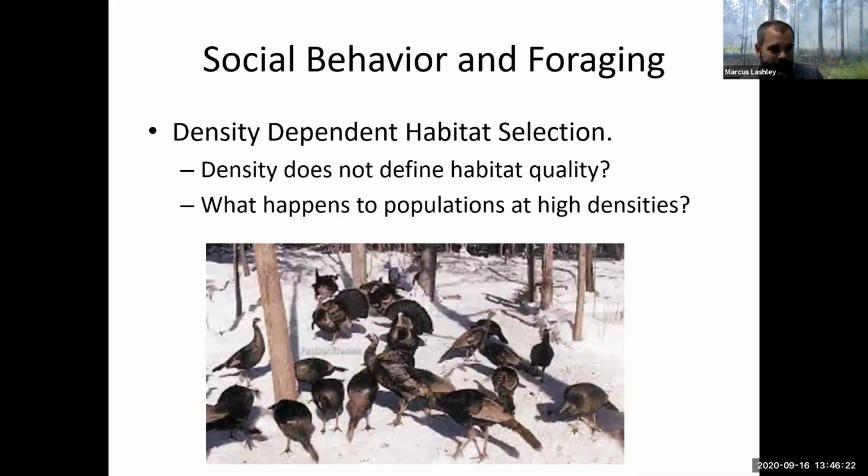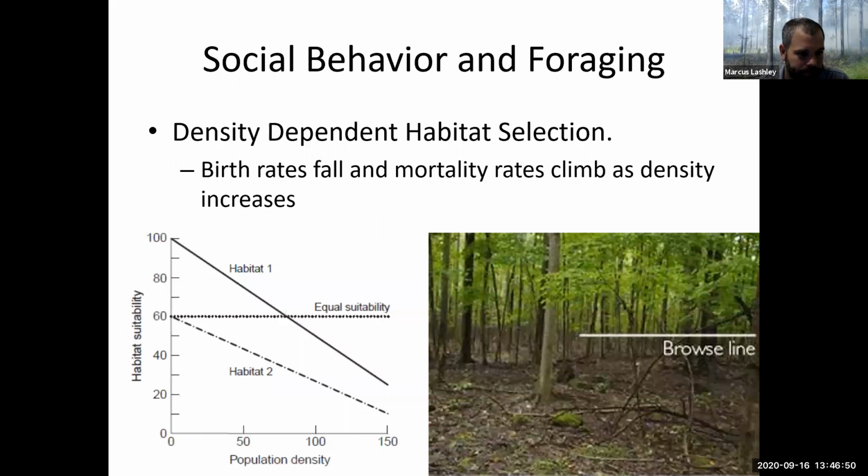Another issue that commonly arises in nature is thinking about social behavior and also things that are influenced by density. So things that change as density changes, we would call density dependent. One of those things is habitat selection. Habitat selection is very much influenced by density of animals, and I want to show you why right here.